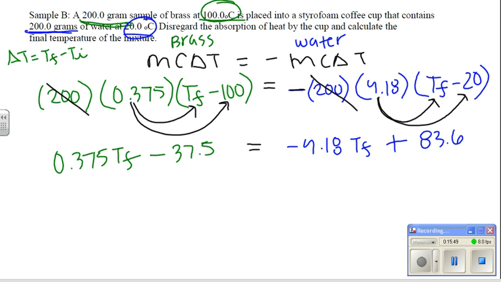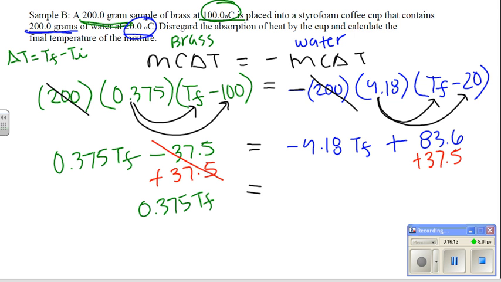So in order to do that, first I'm going to add 37.5 to both sides. Okay, so the 37.5 will cancel on the left, and I'll end up with 0.375 TF is equal to negative 4.18 TF plus, and I get 121.2.